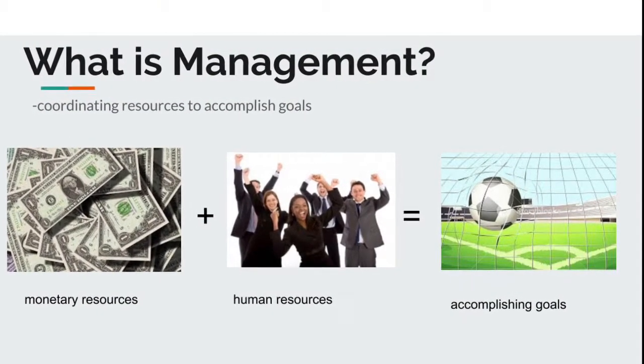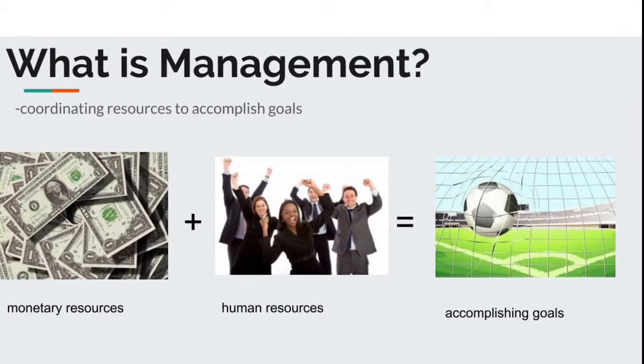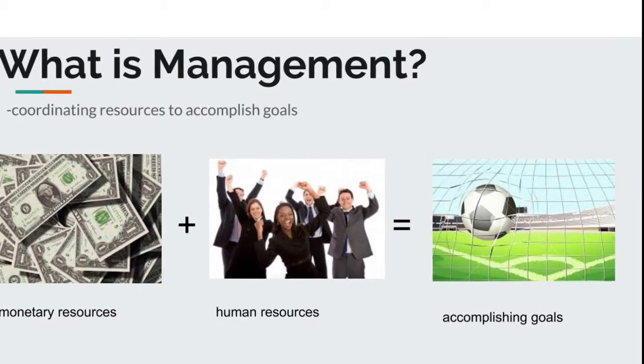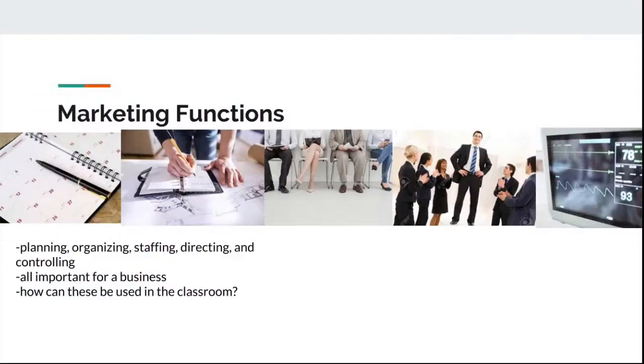Management involves a process of coordinating resources in order to accomplish goals. For example, a manager would use employees, which is a human resource, and money, which is a financial resource, in order to accomplish a task. Management involves 5 main functions. These are planning, organizing, staffing, directing, and controlling. These functions explain how exactly a manager would coordinate resources to accomplish their goals.